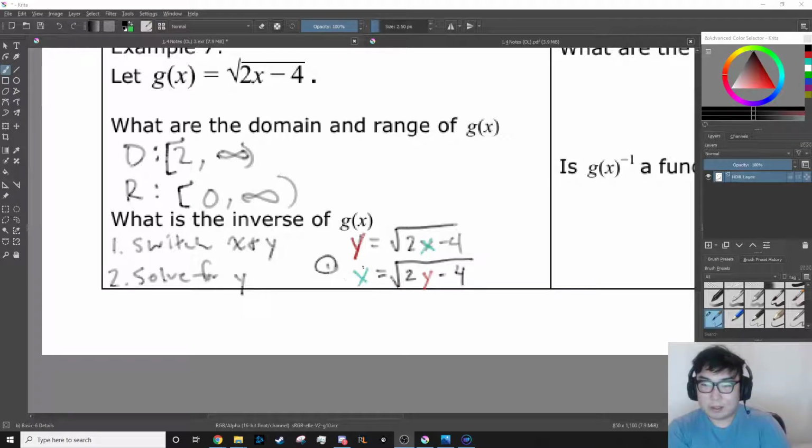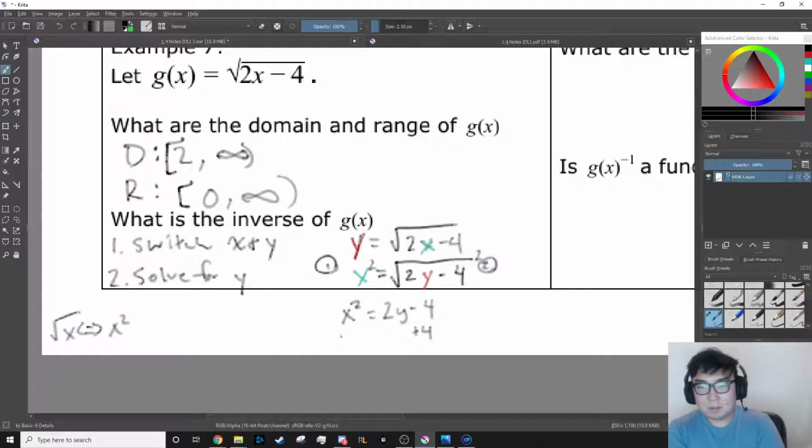How do I do that? I gotta first get rid of the square root. And I know that square root is the opposite of squaring. So what I gotta do is I got to square this, like so. So x squared is equal to 2y minus 4. And then now I just gotta add 4, which is x squared plus 4 is equal to 2y, then divided by 2.